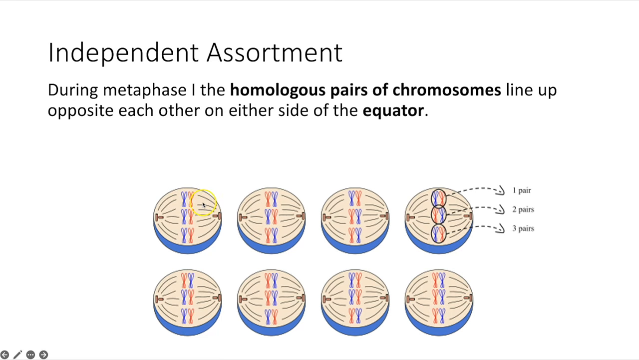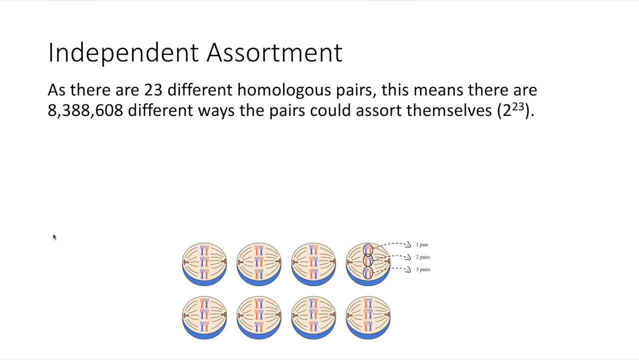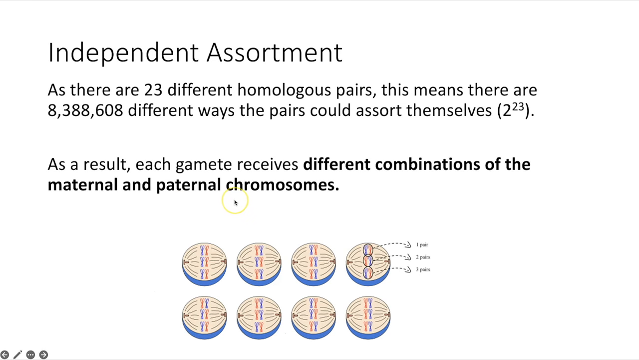So we can see here we've got one option where you've got all of the blue on one side, all of the red on the other, but we've got a different combination in this option, and a different combination here, and a different combination there. And because it's random which side of the equator they go, you're going to end up with different combinations of maternal and paternal chromosomes in the gamete, which introduces genetic variation.